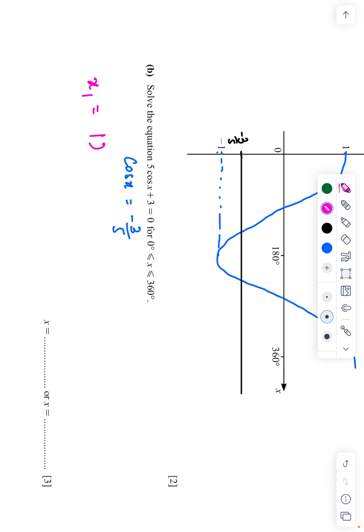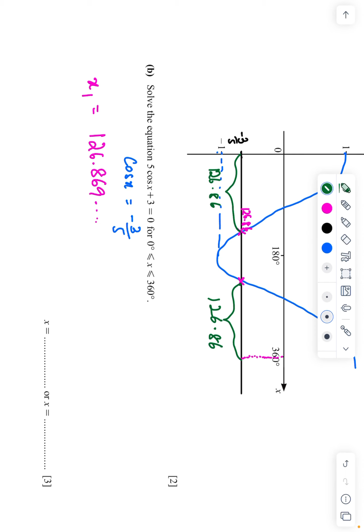So x1 is 126.869. So this is 126.86. Okay, so we can see that we have one more value here. So how do we find that value? As we all know, it is a symmetrical figure from the turning point. So if this distance from here to here is 126, the same thing will be from 360 to that point, the second solution.